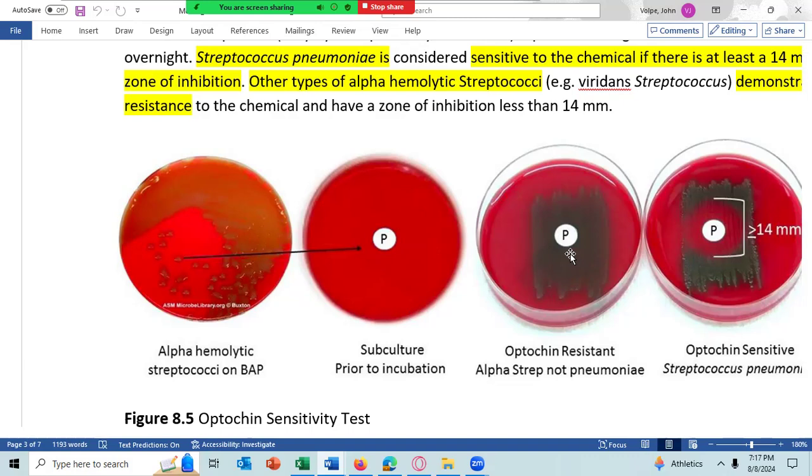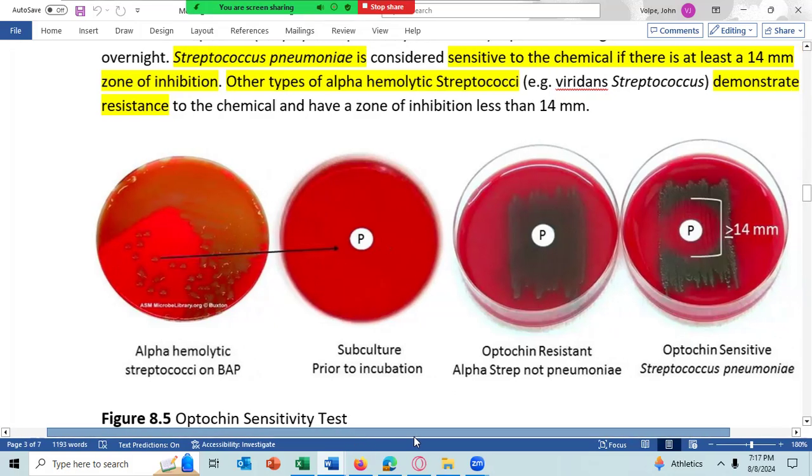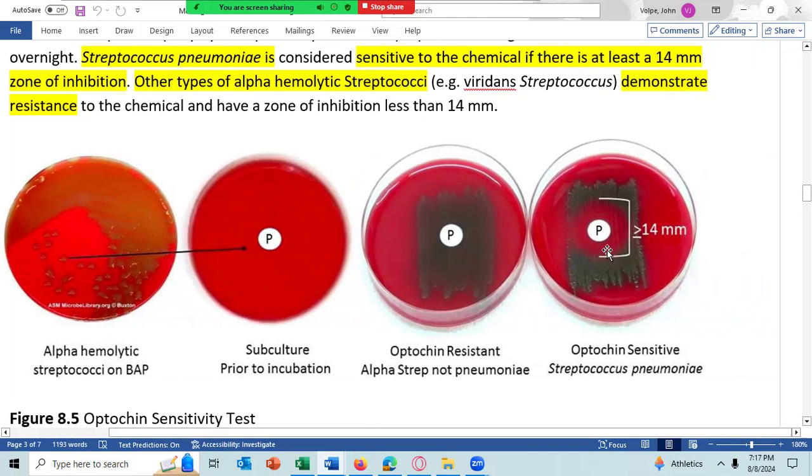And it is not Streptococcus pneumoniae because Streptococcus pneumoniae is sensitive to optochin. And it will have a zone of inhibition equal to or greater than 14 millimeters. So that's what optochin sensitive means, that for Streptococcus, it has to have a zone of inhibition greater than or equal to 14 millimeters. And Streptococcus pneumoniae is sensitive to the antibiotic optochin. Any question about any of that?